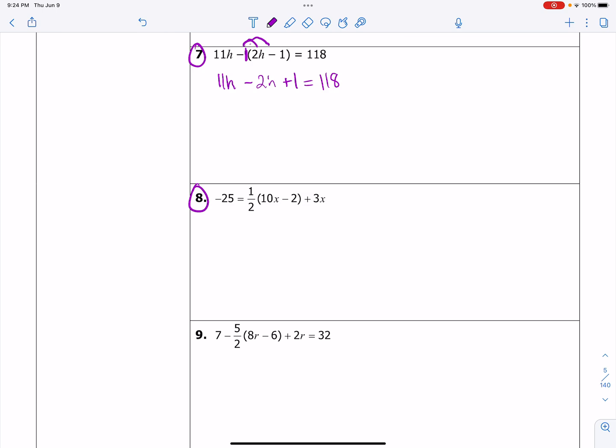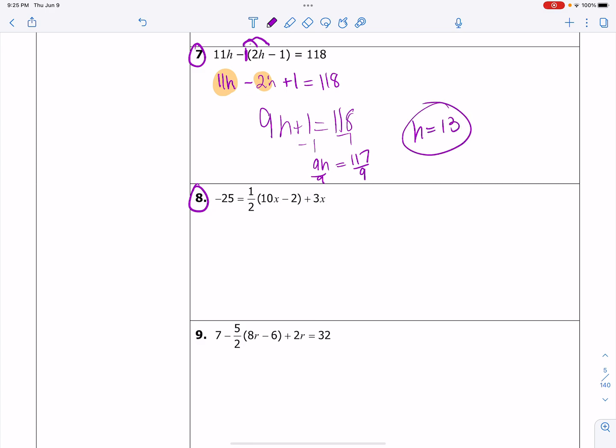Okay, so then I have like terms. I have these two right here. So that's going to be 9h plus 1 equals 118. So I would minus 1 from both sides, and I get 9h equals 117, and divide both sides by 9, and my answer is h equals 13.